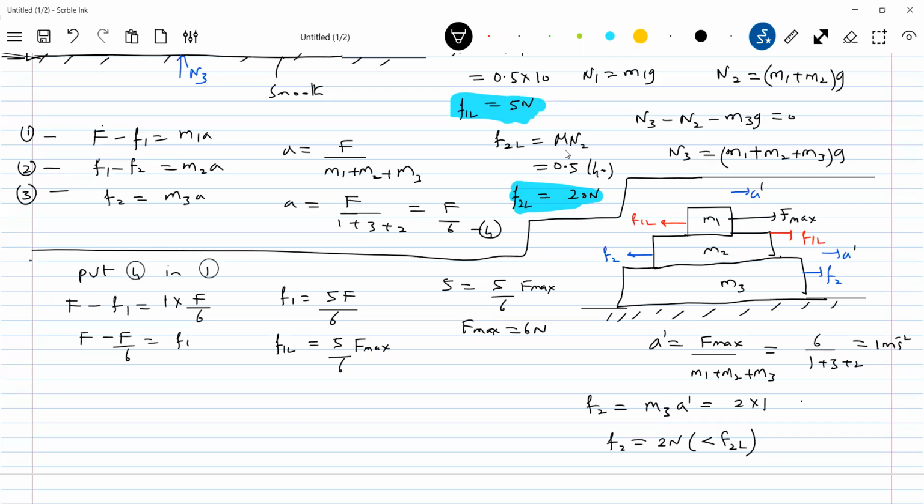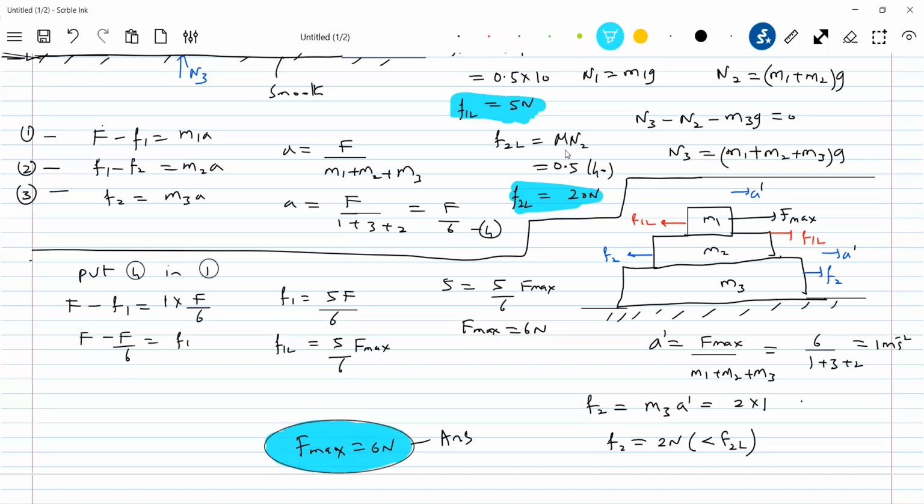So therefore, what is our answer now? Our answer should be 6 Newton. Okay, now the problem begins like this. Sir, you assumed first that no slipping occurs at 2 and 3, then slipping will happen at 1, about to slip, then you calculate F max.